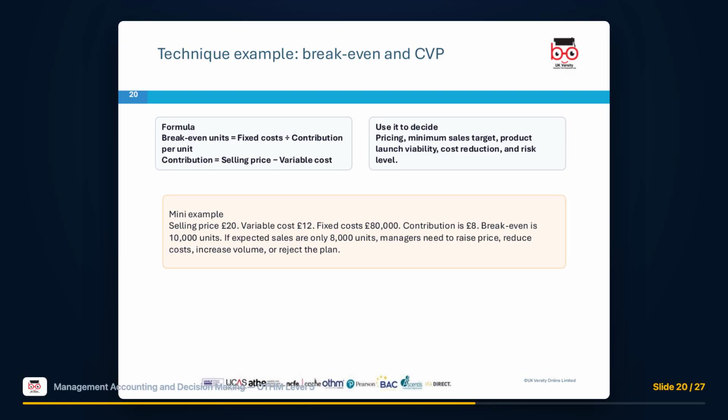Break-even and cost volume profit. Break-even units equal fixed costs divided by contribution per unit, where contribution is selling price minus variable cost. Use it to decide pricing, minimum sales targets, and viability. For example, with a £20 selling price, £12 variable cost, and £80,000 fixed costs, contribution is £8 and break-even is 10,000 units. If expected sales are only 8,000, managers must raise price, cut costs, grow volume, or reject the plan.